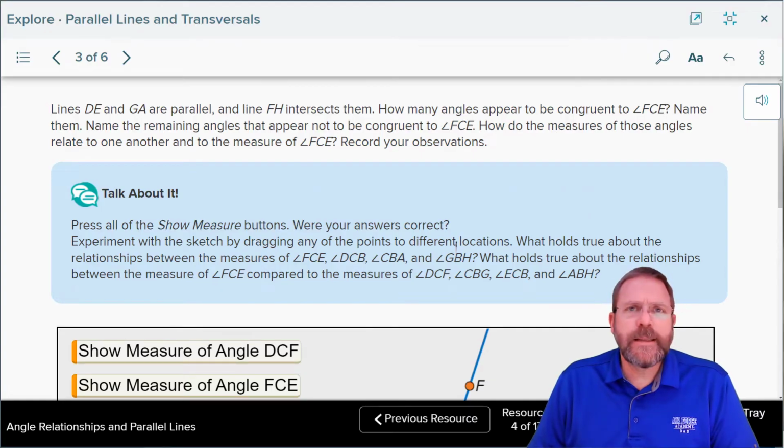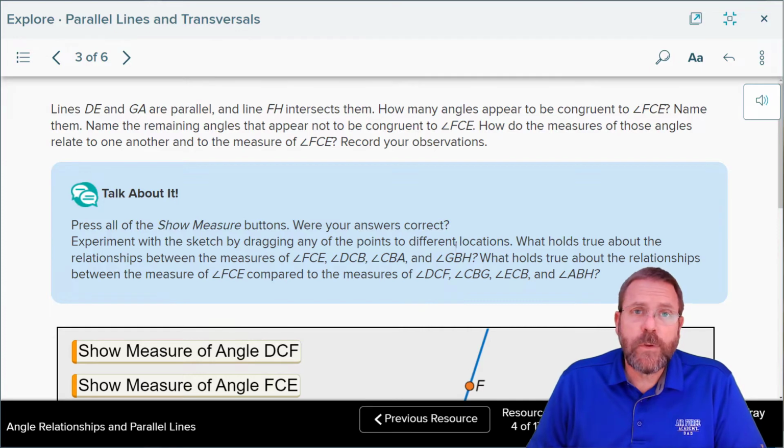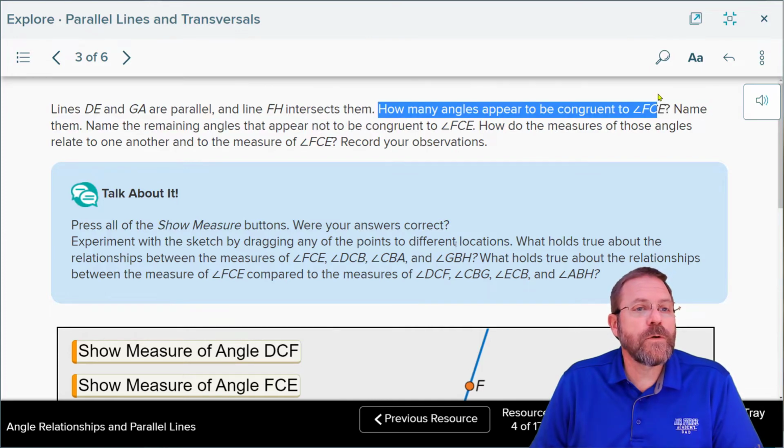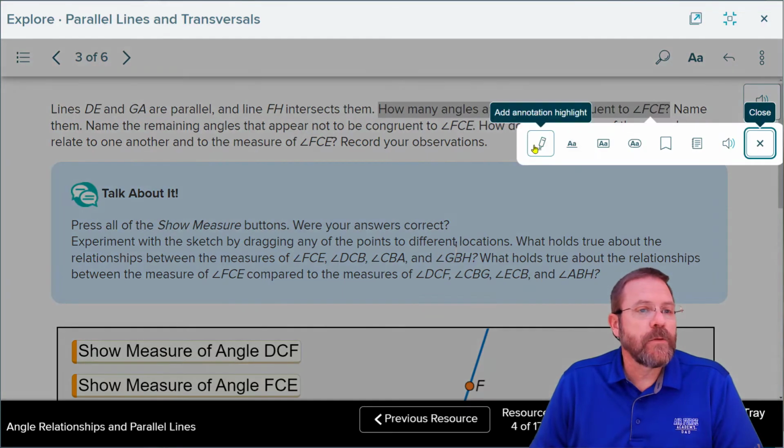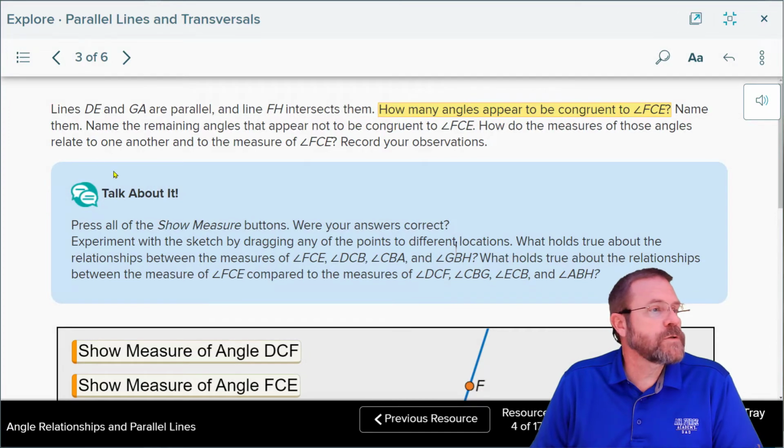Lines DE and GA are parallel, just like we thought they were, and line FH intersects them. How many angles appear to be congruent to angle FCE? So we're going to highlight that. That's a question. Name them. Name the remaining angles that do not appear to be congruent, and how many, and how do the measures of those angles relate to one another and the measure of angle FCE.